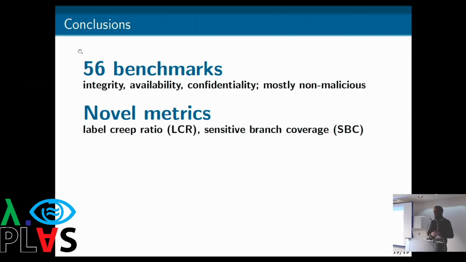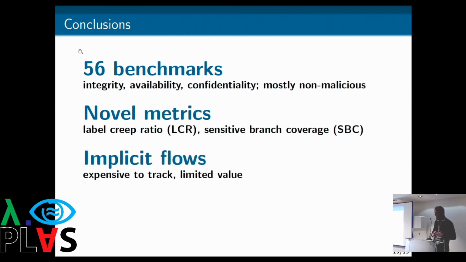We propose 2 metrics for evaluating the cost of considering implicit flows and building increasingly complex information flow analysis. We show that implicit flows are very expensive to track, and they have limited value, but they have their place in the security program analysis landscape.